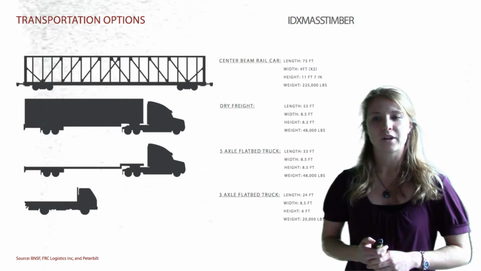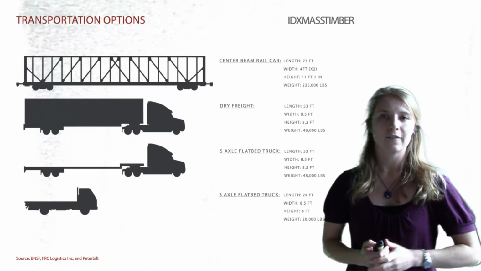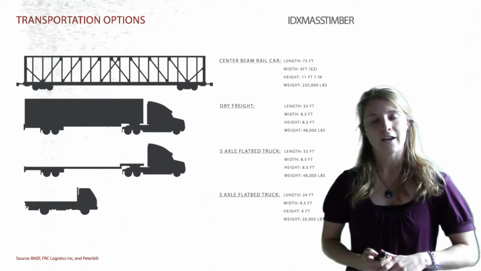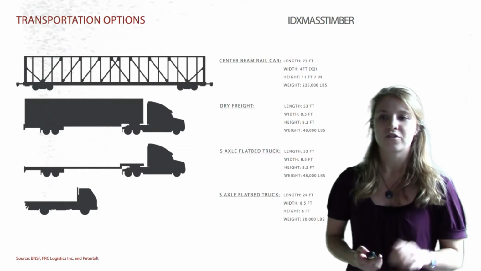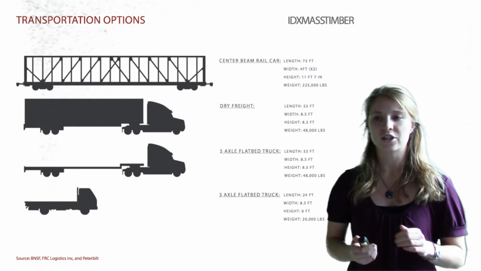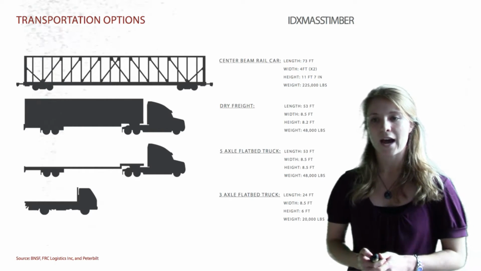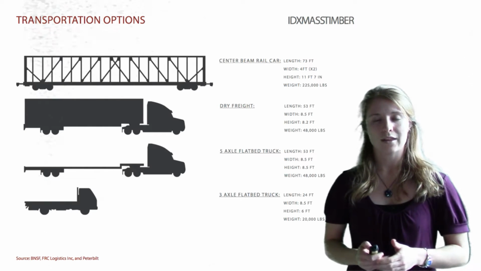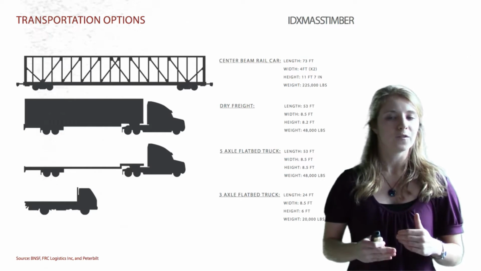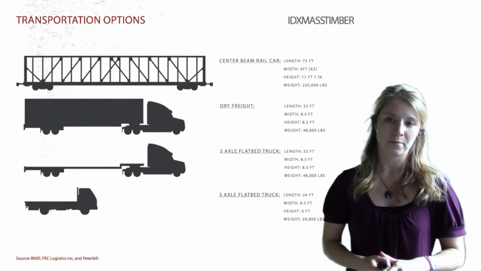So to begin our exploration, we looked at 4 different options. We looked at a center beam rail car, a dry freight 5-axle truck, a 5-axle flatbed truck, and finally a 3-axle flatbed truck. So to note a couple specifics for the shipping capacities, dimensions, and weights for our freight, the center beam rail car is going to have a maximum length of 73 feet with a width between center beams of 4 feet and a maximum weight of 225,000 pounds.